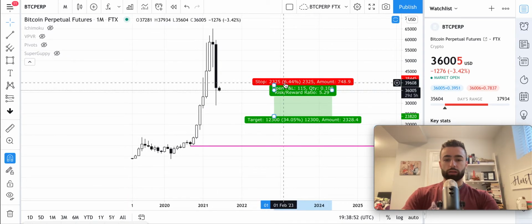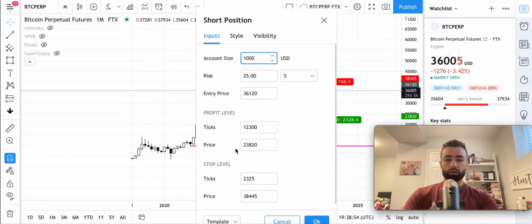So on here, we can double click on this. We can go to here. We can set our stop level. We're going to put that at 39,800. And then our profit level is going to be 29.1.